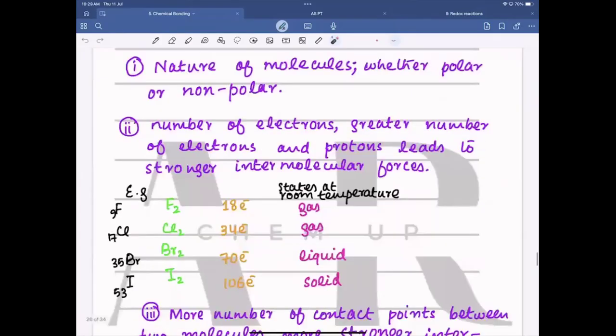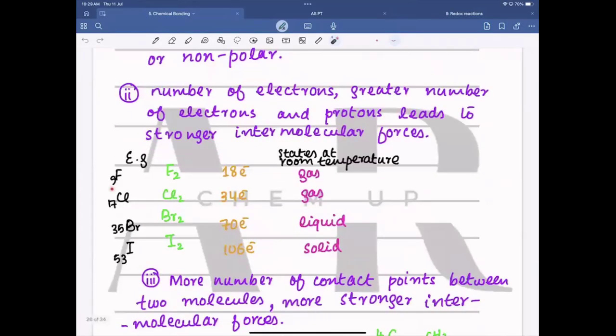So see here I have got the comparison. Fluorine has 9 electrons, chlorine has 17, bromine has 35, and iodine has 53 electrons. These all exist as diatomic molecules. So in this way, a fluorine molecule has 18 electrons, a chlorine molecule has 34 electrons, a bromine molecule has 70 electrons, and an iodine molecule has 106 electrons. Is this understandable?